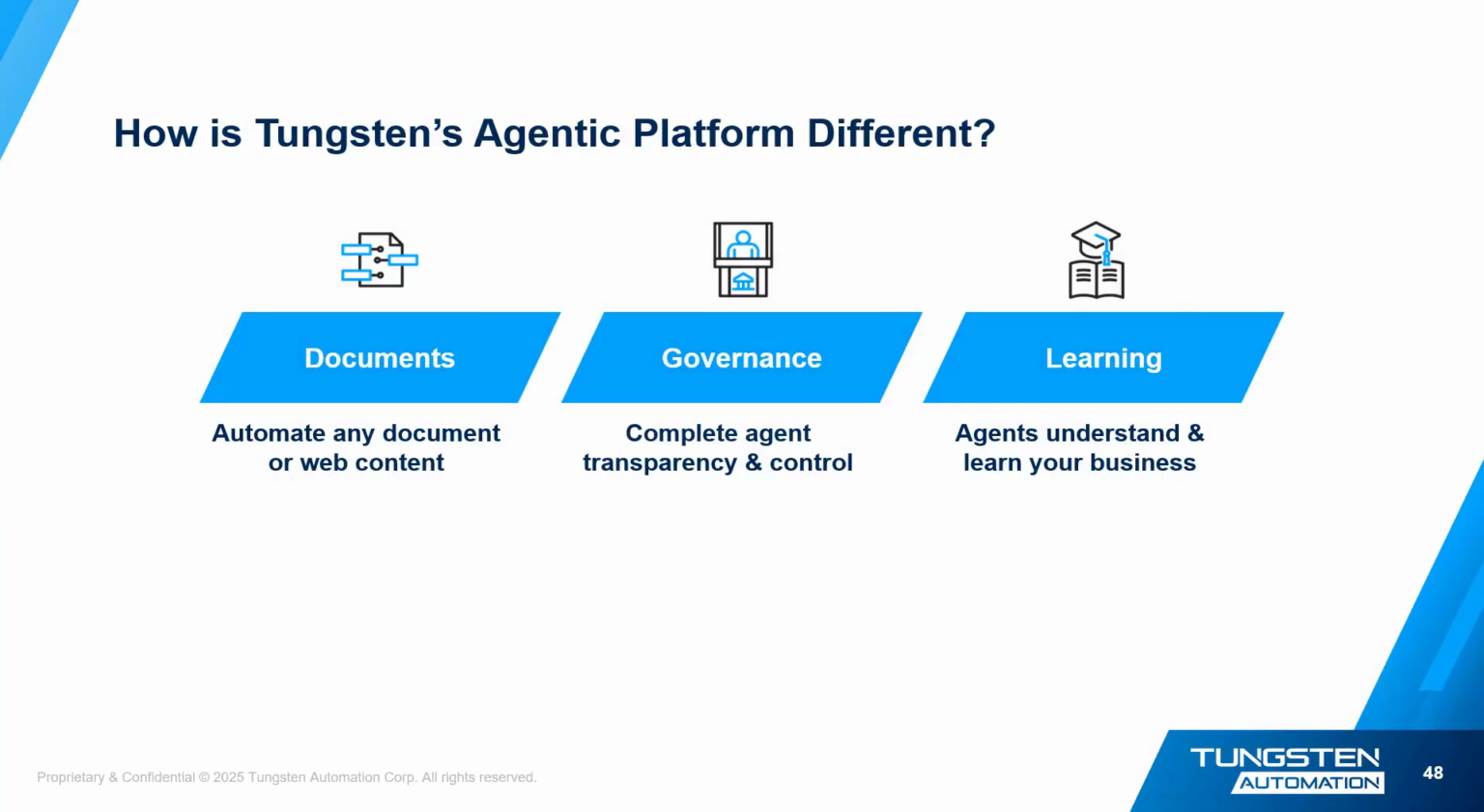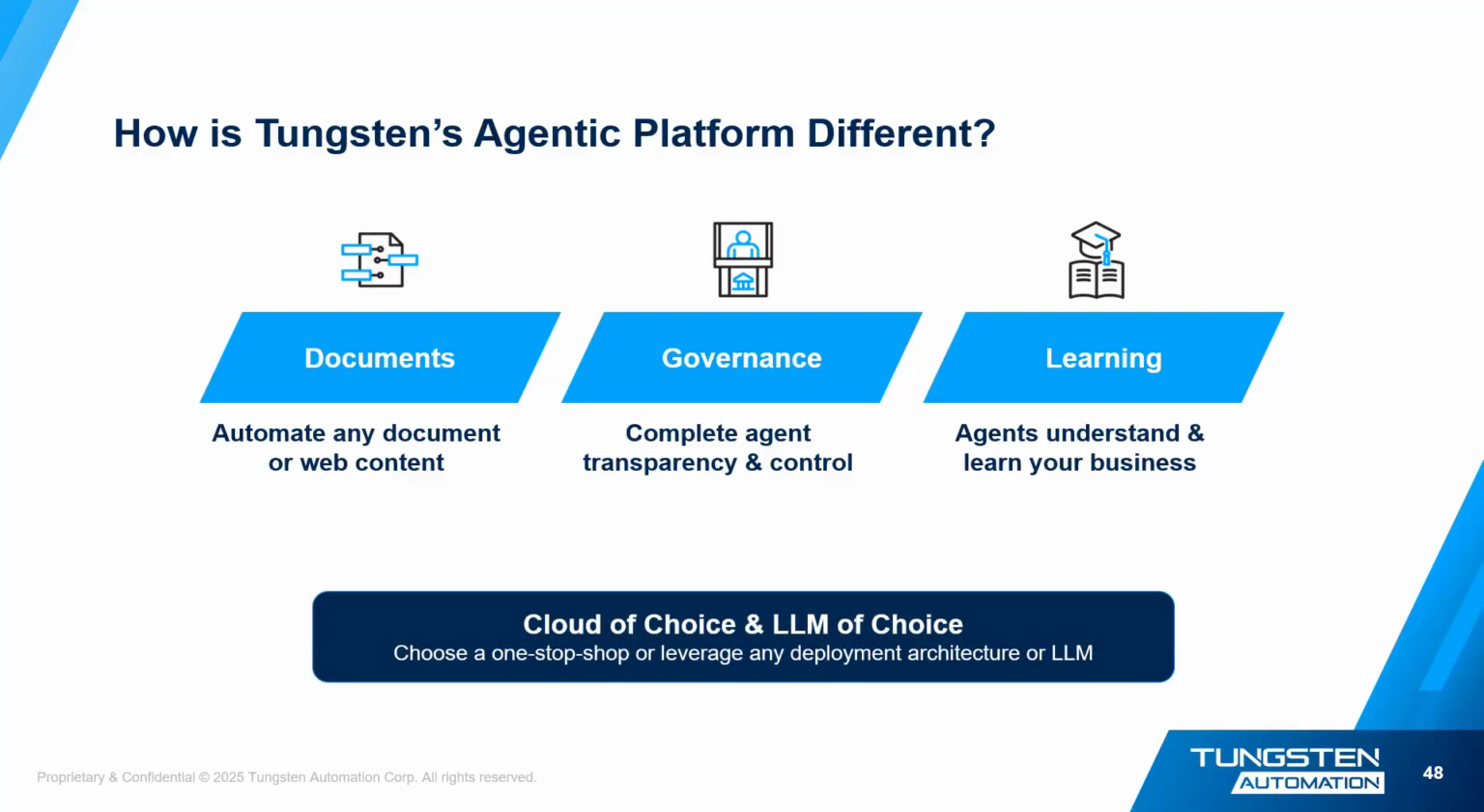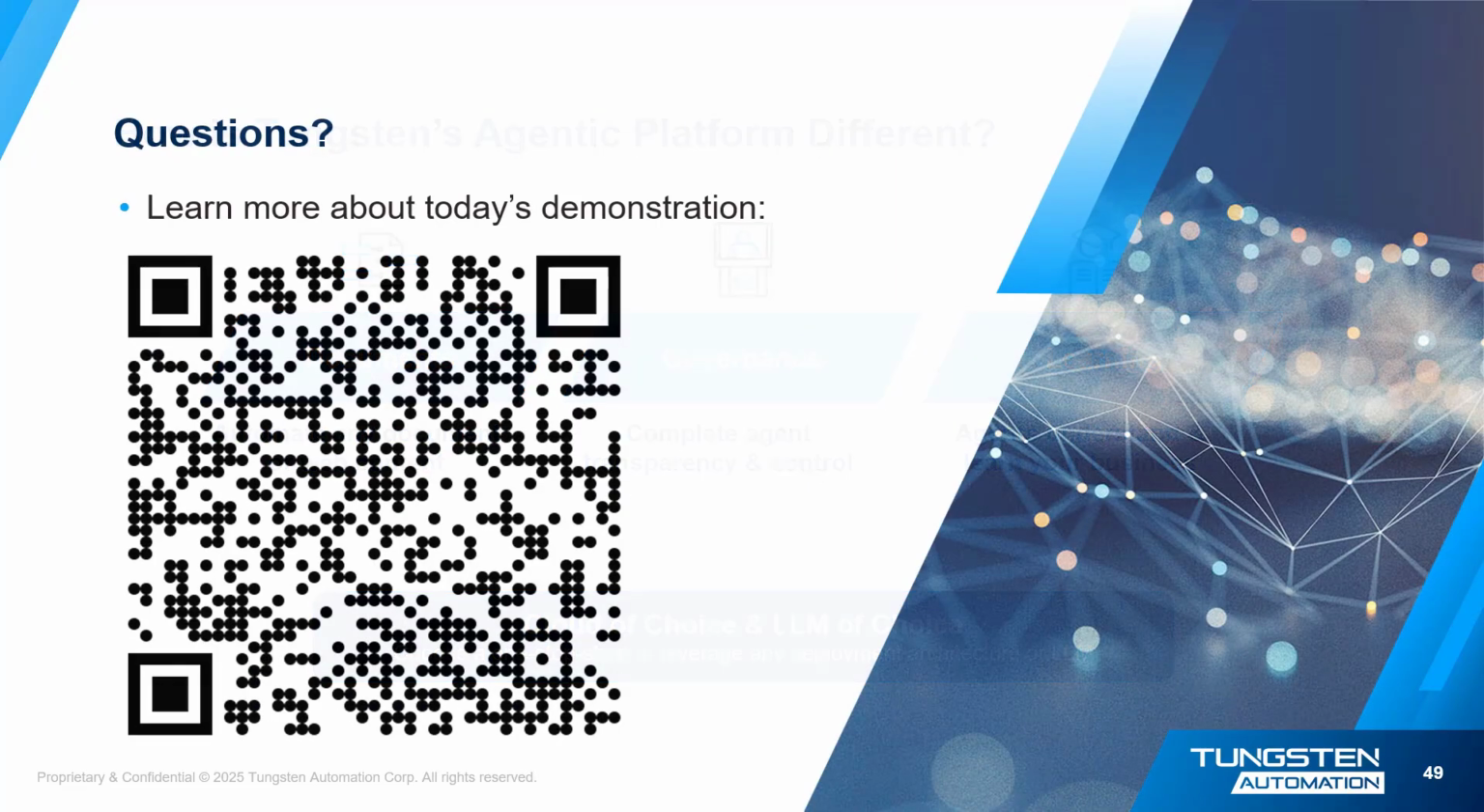So really this is, to summarize, how's our platform different? We're providing the capability to automate any document or any web content. We've got complete agent governance for transparency and control of the execution of your agents, and we're using the knowledge base that's built into the product so we can learn and understand your business and continue to improve as those agents execute.